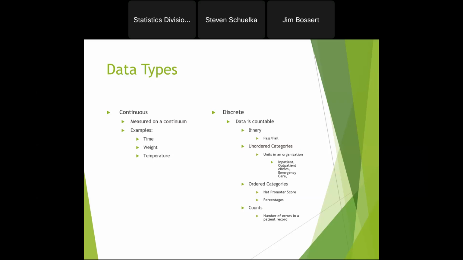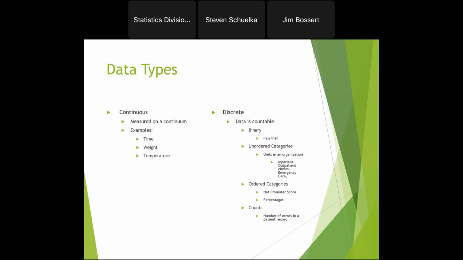Now we also can have what we know as discrete data. Discrete data basically allows us to look at things like a binary. That's a good, bad, pass, fail type thing. Fairly easy to do, and we can do some stuff with it. We can have unordered categories. People sometimes get really confused by this, but it really isn't that hard. Unordered categories basically means it's a bunch of stuff that's thrown together.